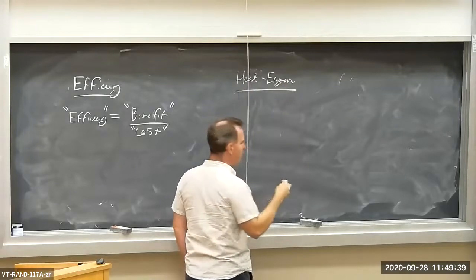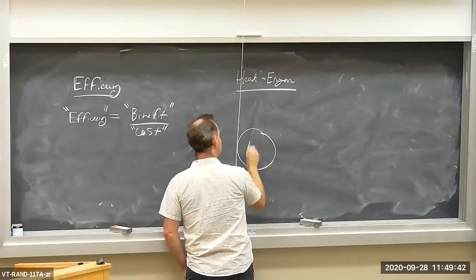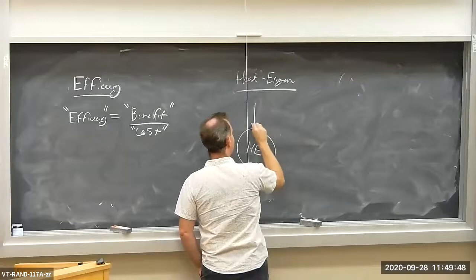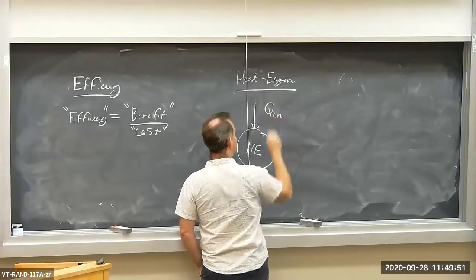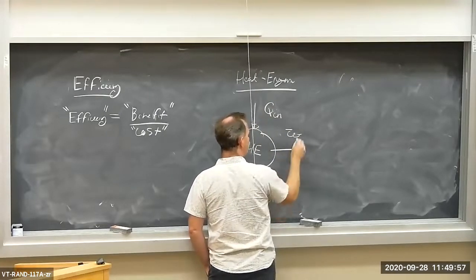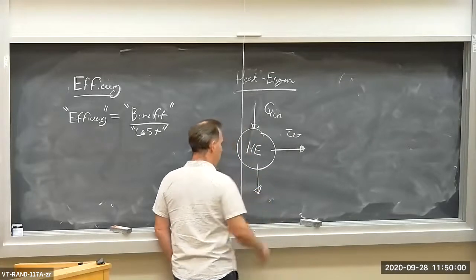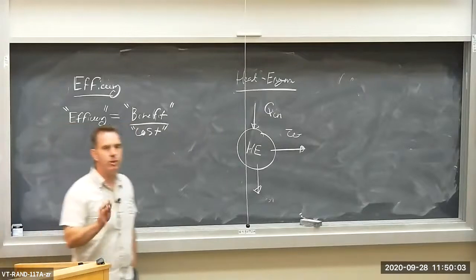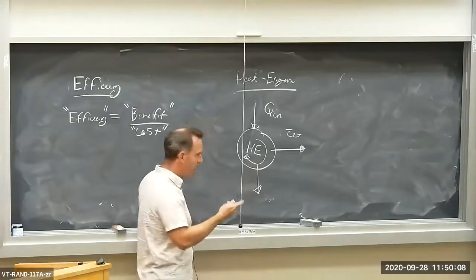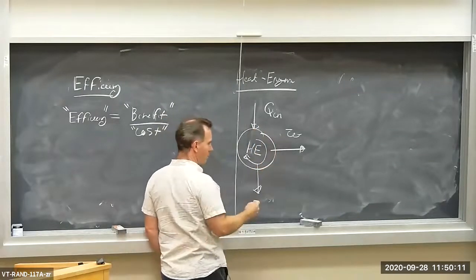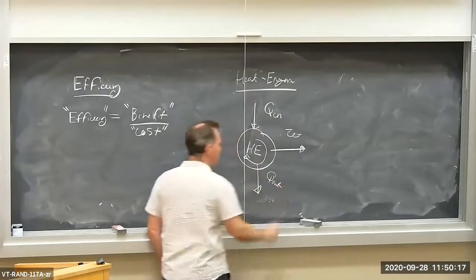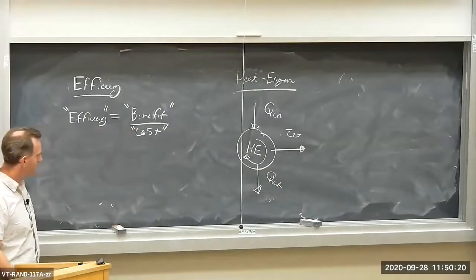A heat engine takes as input, so here's my heat engine, takes as input some kind of heat, Q in, produces a certain amount of work, W, and whatever is left over. Let's say this heat engine is working in a cycle. So this heat engine works in a cycle, takes a certain amount of heat, produces a certain amount of work, and whatever energy is left over rejects as Q out. Okay?